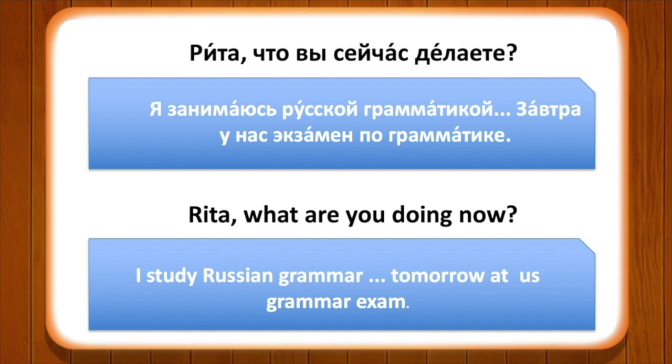So here you can see very easily that we have used the name Rita, which is also found in Russia. Rita. Что вы сейчас делаете? What are you doing right now? For right now, it means сейчас. Я занимаюсь русской грамматикой. So, заниматься, we use this verb with the instrumental. So русская грамматика changes into русской грамматикой. Завтра у нас экзамен по грамматике. Завтра means tomorrow. У нас экзамен по грамматике. Грамматика, грамматике, after the usage of по.